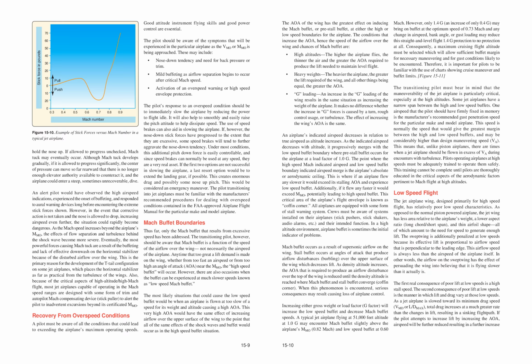Activation of an overspeed warning or high speed envelope protection. The pilot's response to an overspeed condition should be to immediately slow the airplane by reducing the power to flight idle. It will also help to smoothly and easily raise the pitch attitude to help dissipate speed. The use of speed brakes can also aid in slowing the airplane.